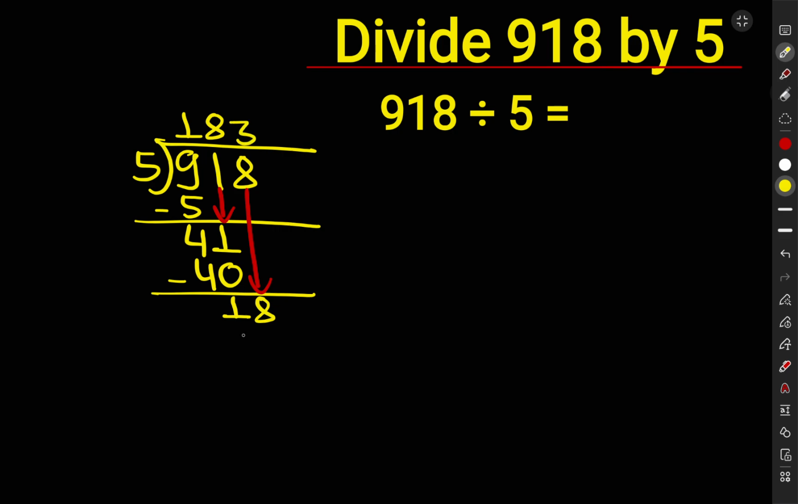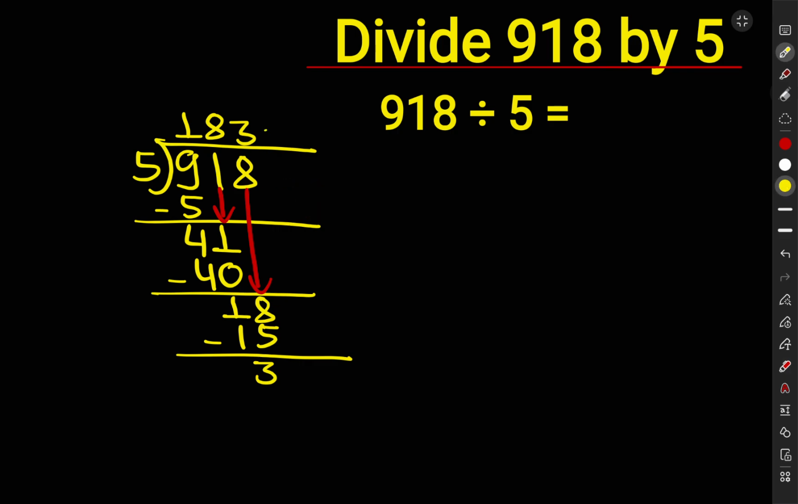5 times 3 is 15. On subtracting we get 3. So now we have no other number to put down.